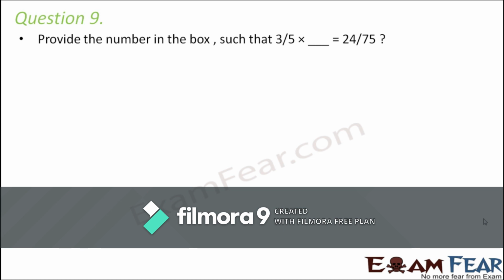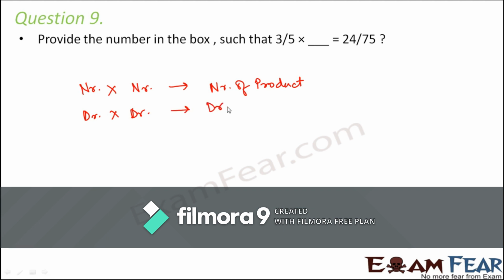Question number 9. Provide the number in the box such that 3 by 5 multiplied by dash is equal to 24 by 75. Now what have we learned? We learned that whenever we multiply two fractions, we multiply the numerators and we multiply the denominators. So basically numerator multiplied by numerator gives the numerator of the product. Similarly, denominator multiplied by denominator gives the denominator of the product. So that is the simple rule that we follow.